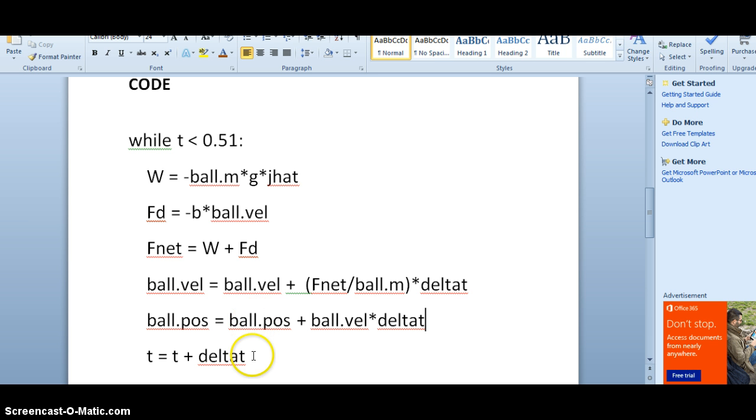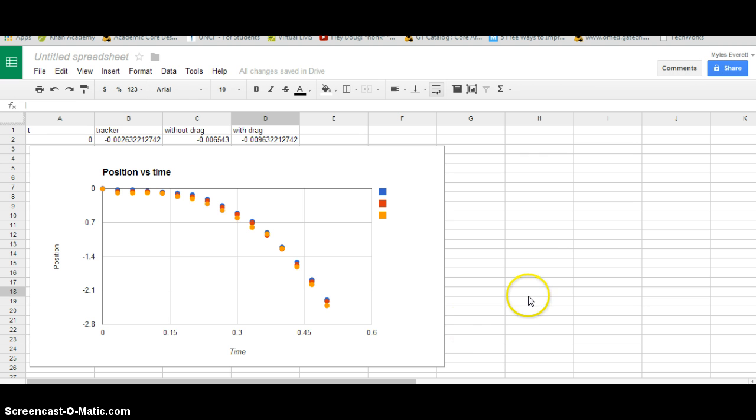Now when looking at the graph used to compare all three, a position versus time graph, as we can see here, it's a comparison of three different plots of data. The blue represents the data from Tracker, the red represents data without the drag force, and the orange represents the data from the model including the drag force. As you can see here, the data is pretty spot on with each other, but there is slight deviation, which could have occurred from inaccurate markings when tracking the ball falling downward using Tracker, which is very likely.